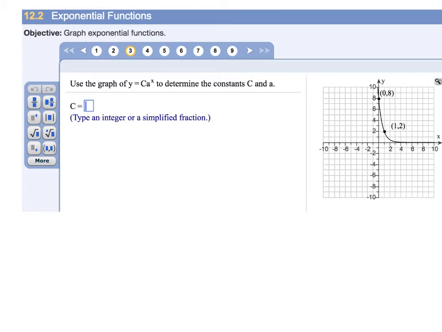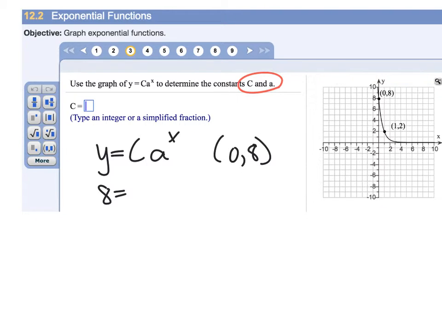All right, so we're going to do the same thing. We need to find the value of C and find the value of A. And we know that we're going to start with y is equal to C times A raised to the x power. And we're going to start with 0, 8. And so that tells us that y is 8.